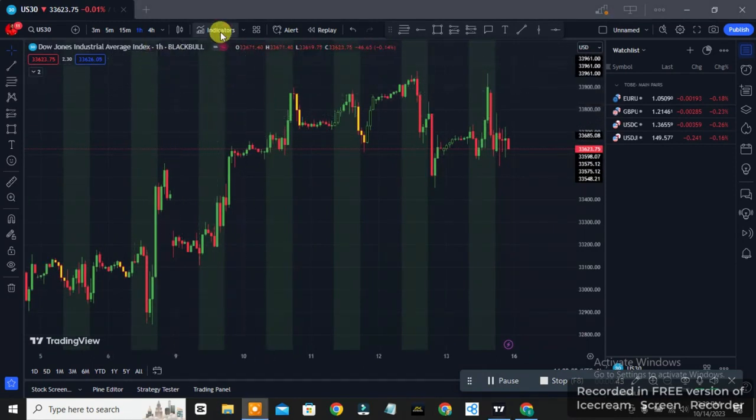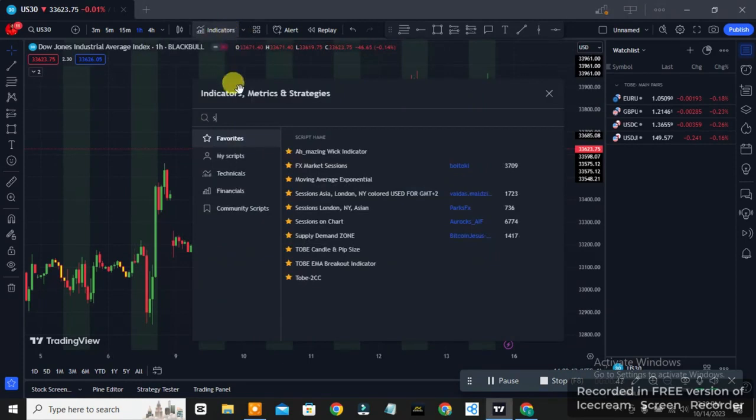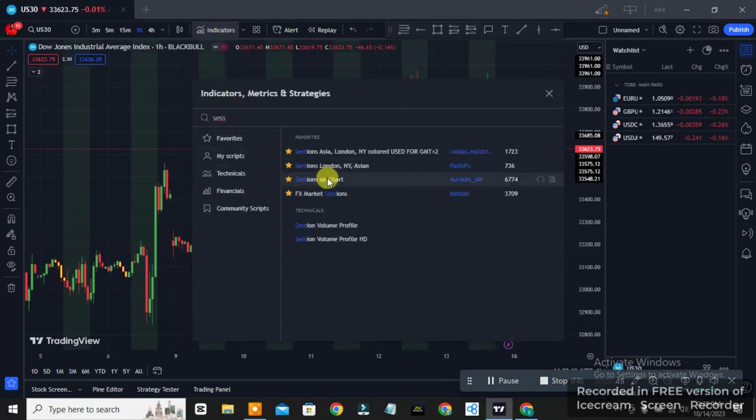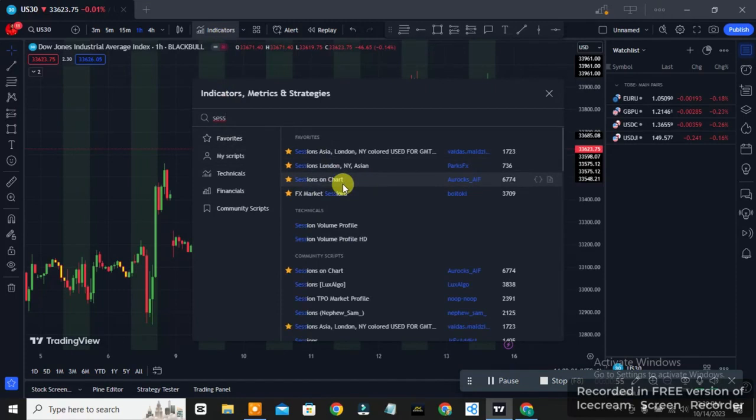First things first, you want to come to the indicator section here and search for an indicator called session, because you want to trade according to the session. This is very important because you want to trade only the London session for this strategy. I already have this on my chart.